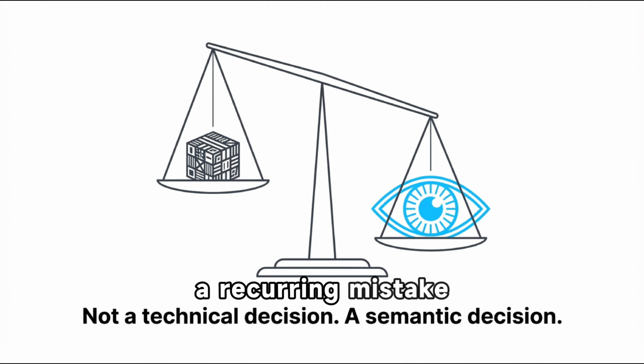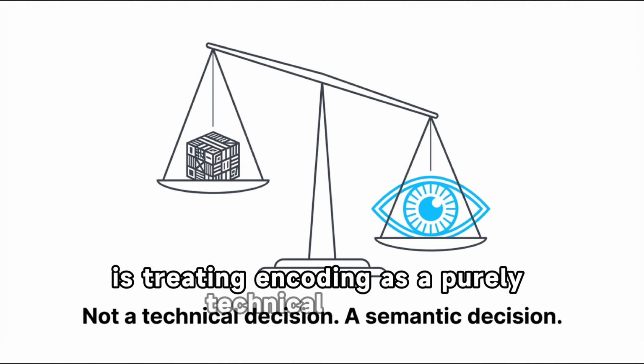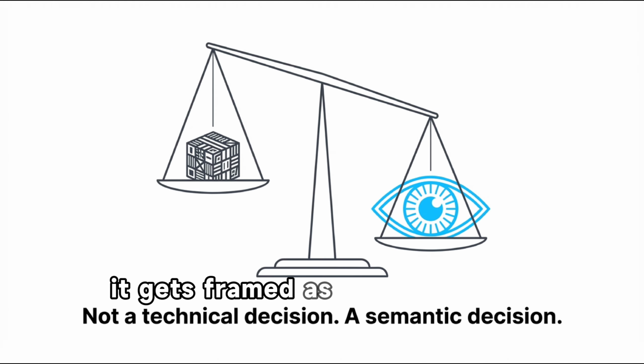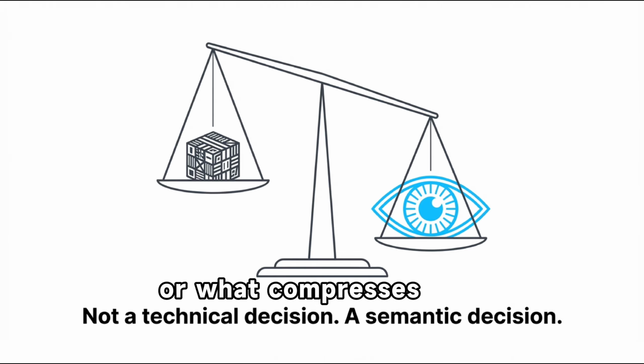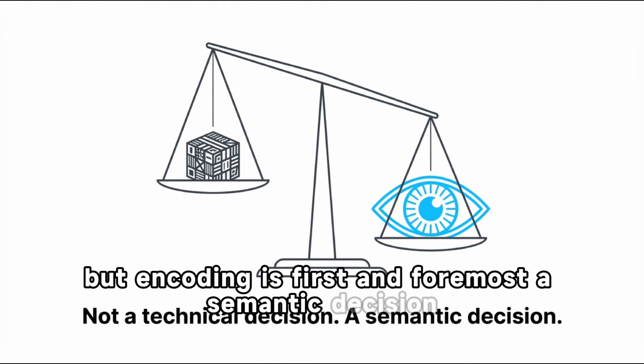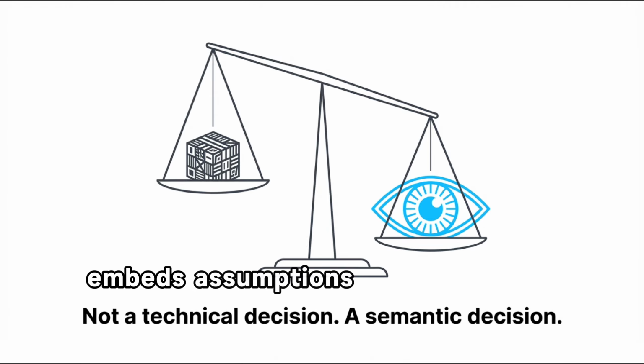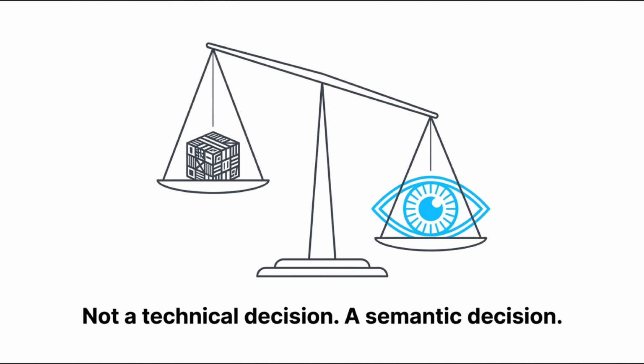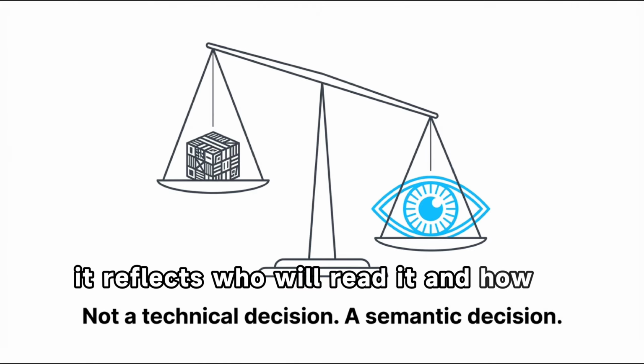A recurring mistake is treating encoding as a purely technical decision. It gets framed as what is fastest or what compresses best. But encoding is first and foremost a semantic decision. The choice embeds assumptions about how the data will be used. It reflects who will read it and how it will evolve.